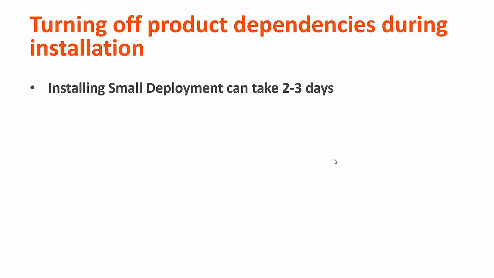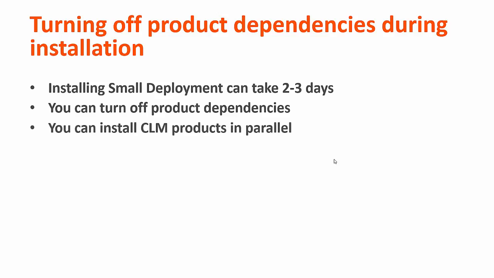So here is one of BMC's best kept secrets. You can turn off the dependencies in the installer. Instead of installing the small deployment in a strict sequence, one product after another, you can install products in parallel.